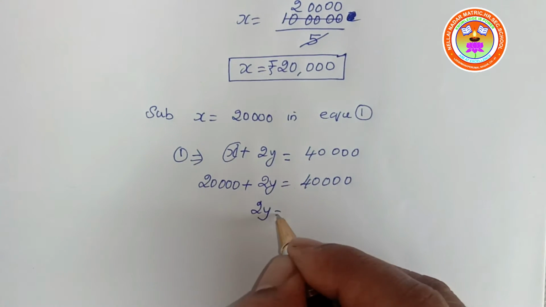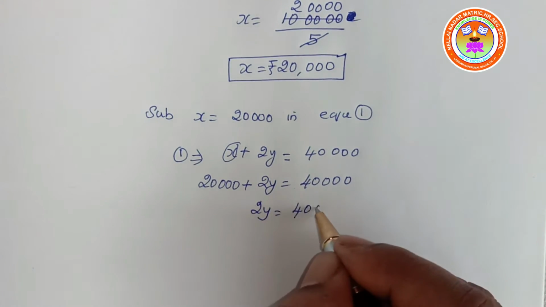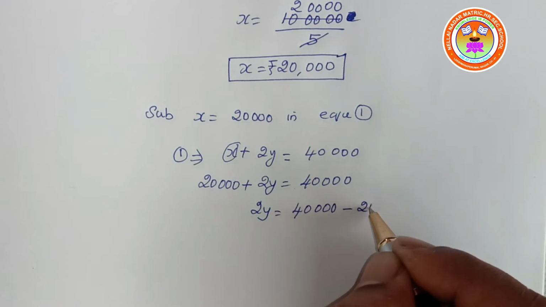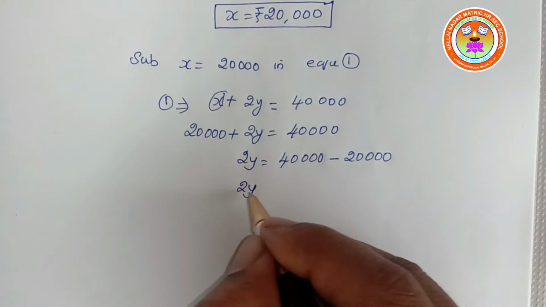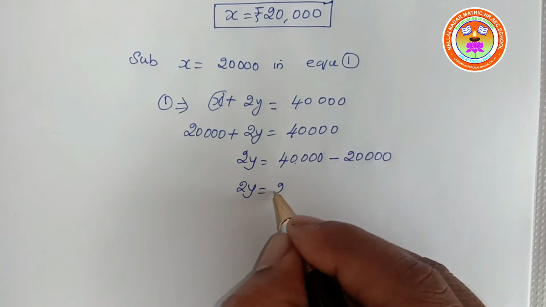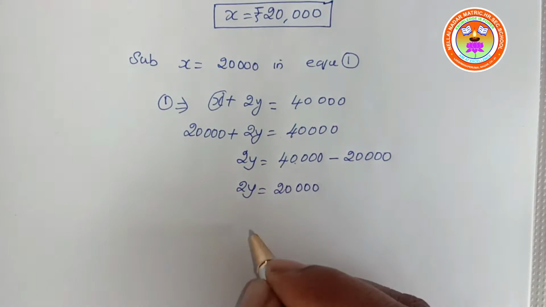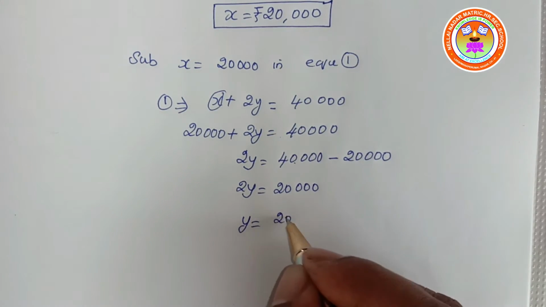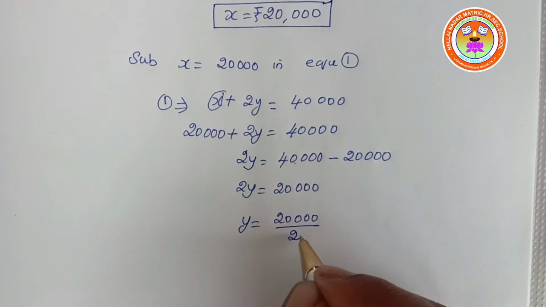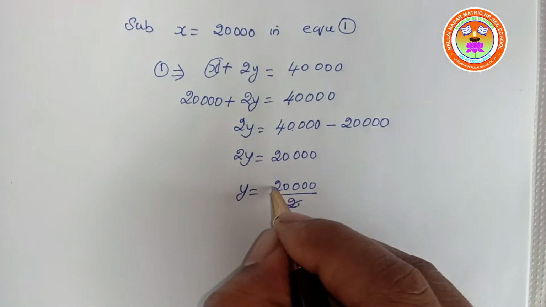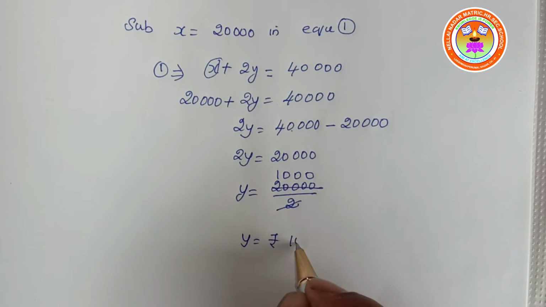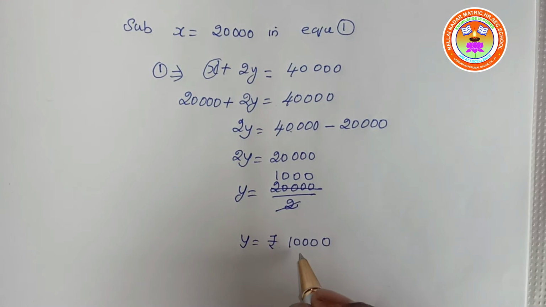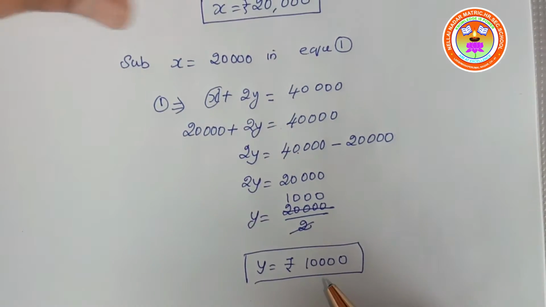So 2y equal to 40,000 minus 20,000. It's clear, children? So 2y equal to 20,000. y is equal to 20,000 divided by 2. 2 how many times? 1 time. That is 10,000. So y is equal to rupees 10,000. It's clear, children?